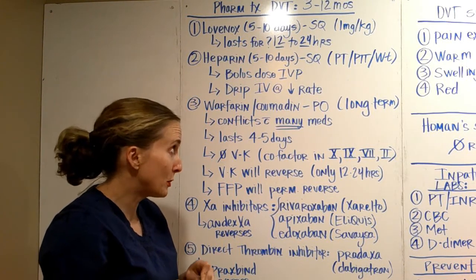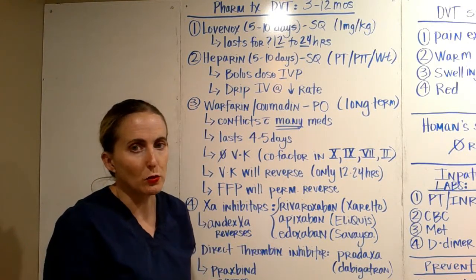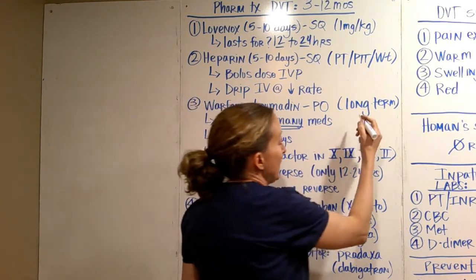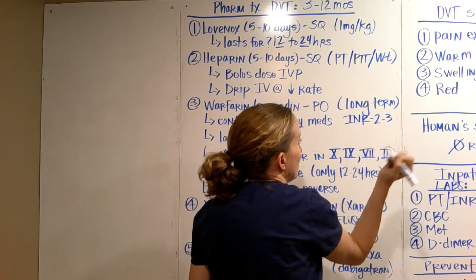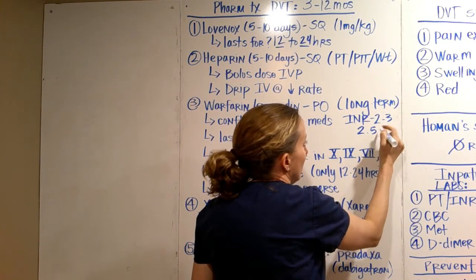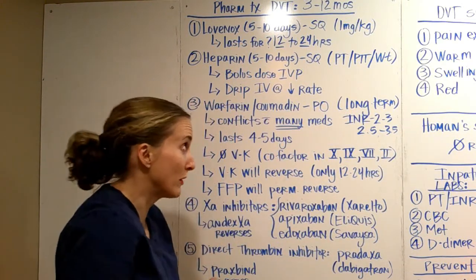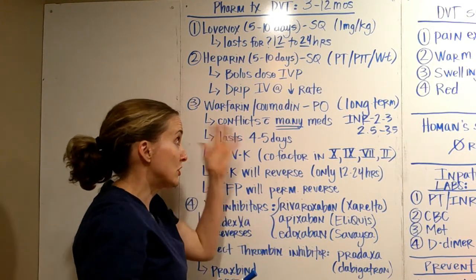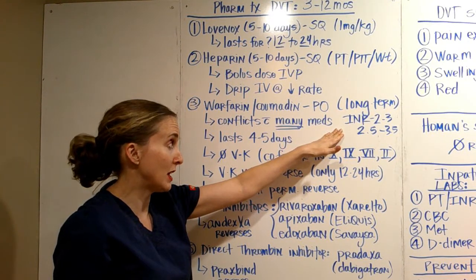It is given by mouth, but it takes 4 to 5 days to get up to where you want it to be, and we measure it with the INR, the international normalized ratio. Usually we want the INR to be between 2 and 3. Some coagulation clinics want it between 2.5 and 3.5. It just depends on who your provider is and how closely they want you anticoagulated. So that's how we monitor how well the medication is working.